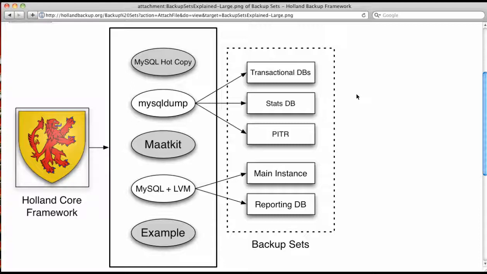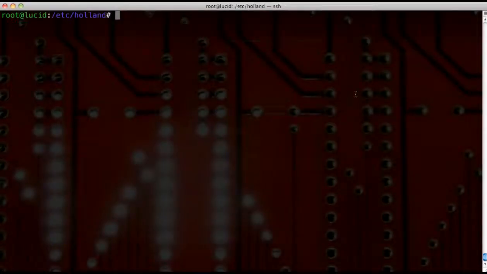Now in the backup sets section, I have basically 5 backup sets, 3 for MySQL Dump, 2 for LVM. The interesting thing is that these can be configured completely separate from each other. So transactional DBs in this example might be connecting to a remote database, StatsDB might be doing aggressive table filtering, things along those lines. Now what that looks like on the server is basically this.